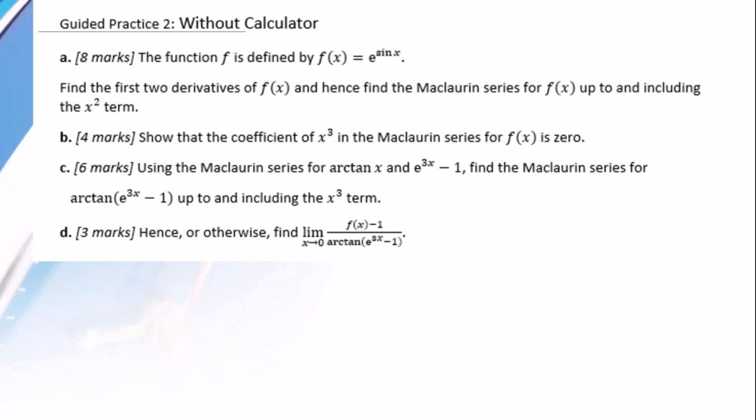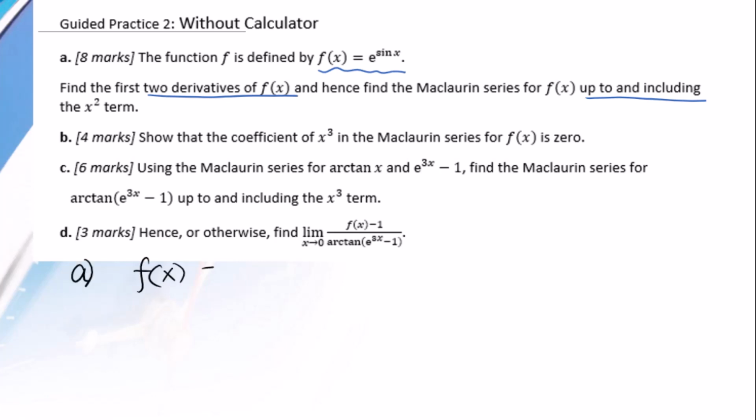This video is about Maclaurin series. Part A. The function f is defined by f of x equals e to the sin x power. Find the first two derivatives of f of x, and hence find the Maclaurin series for f of x up to and including the x squared term.